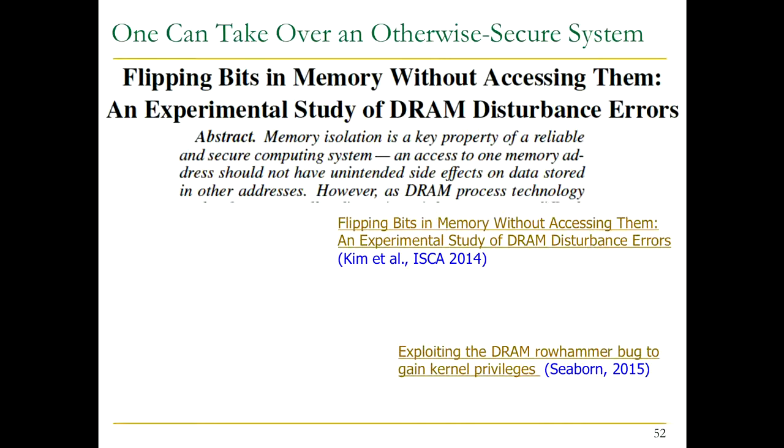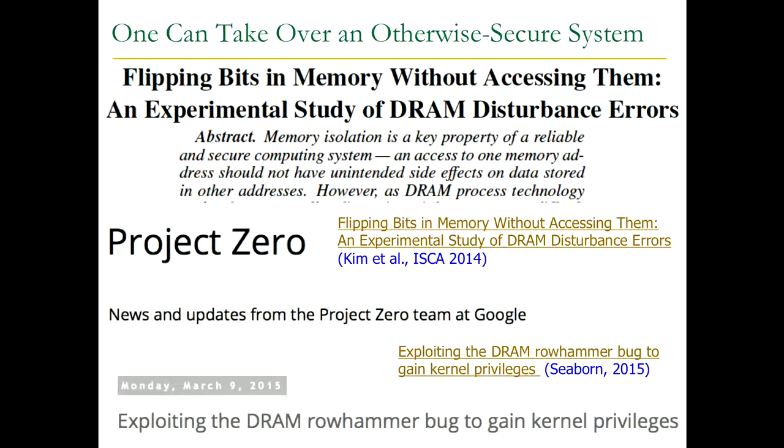Basically, this is a blog post by Mark Seaborn at Google. After, I think, almost about 9 months after we wrote the paper, they put up a blog post where they exploited what they called the bug. I would call it a failure mechanism. But basically, they exploited this to gain kernel privileges. And this is a really fascinating blog post.